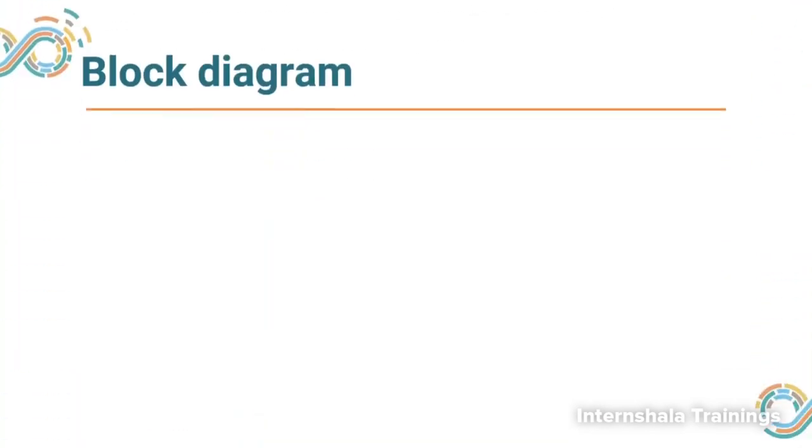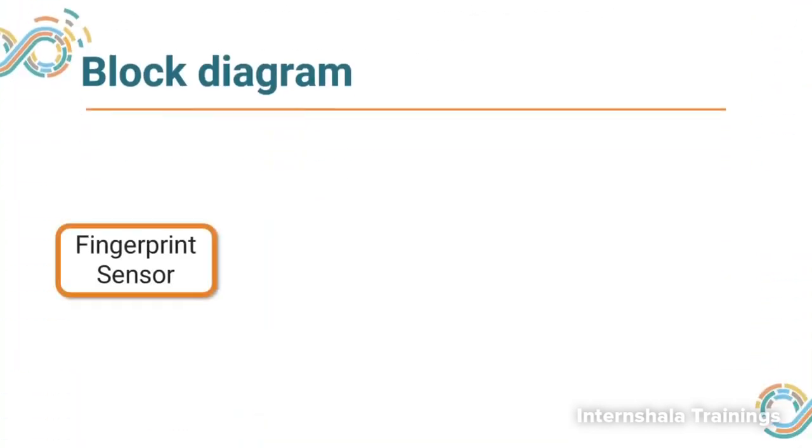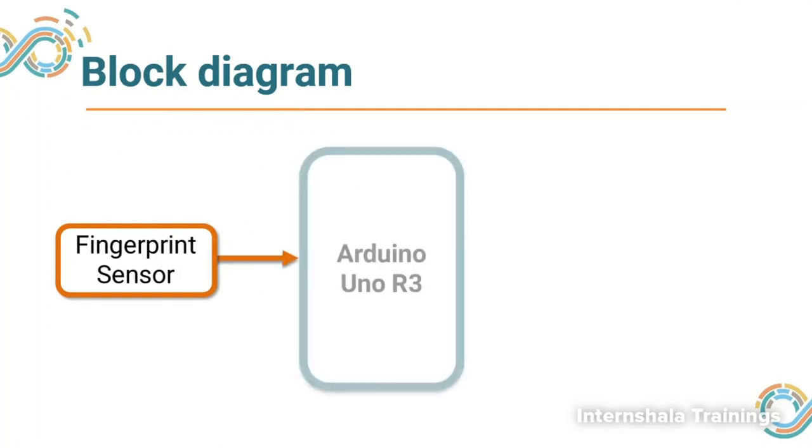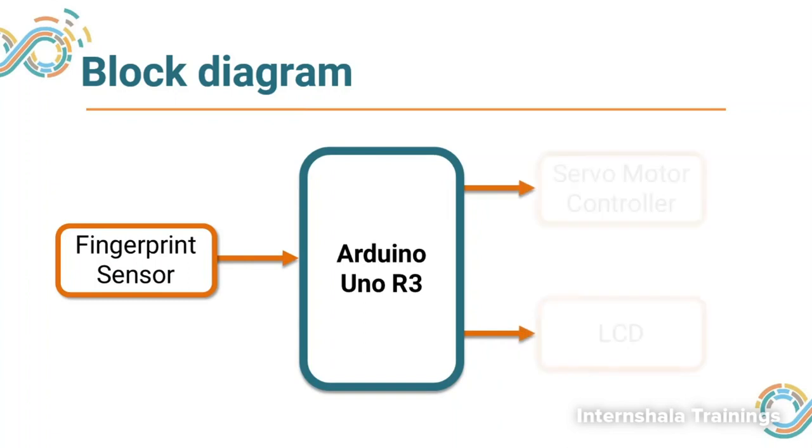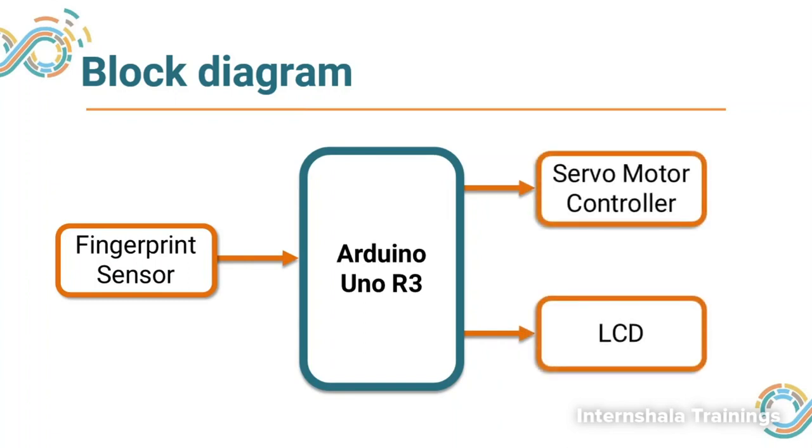So let us look at the project block diagram. It's fairly simple. First of all, we have a fingerprint sensor that is the core of this project. To process the data from the sensor, we need Arduino Uno, or you can use another Arduino board as well. Then we can have a servo motor which can open the door, an LCD which can display the name, or any other actuator which you feel is relevant for your application.